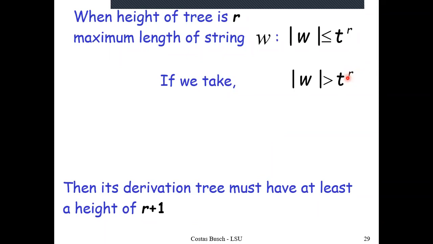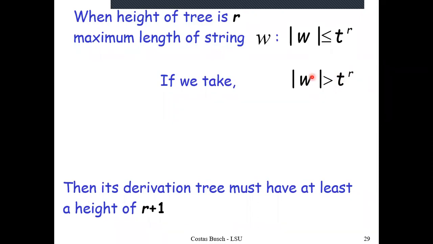Now R, I'm telling you right now, is the number of variables in the grammar. So whenever I give you some grammar, you would know how many variables it has, denoted by R. You would know the length of the longest production, denoted by T. So these are the two quantities that you can always get from the context-free grammar.